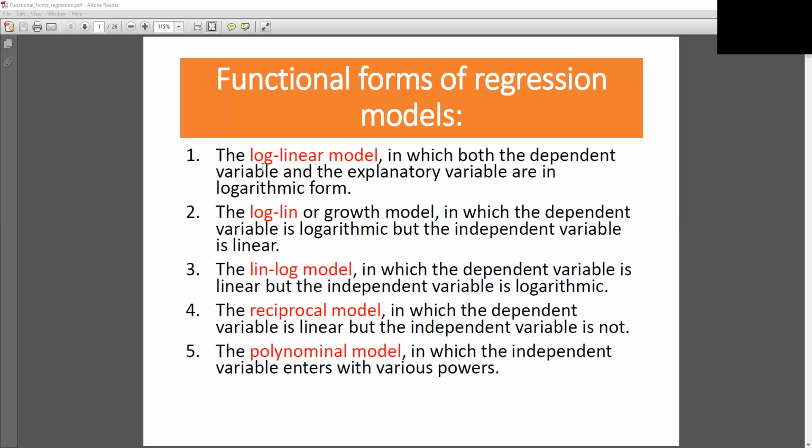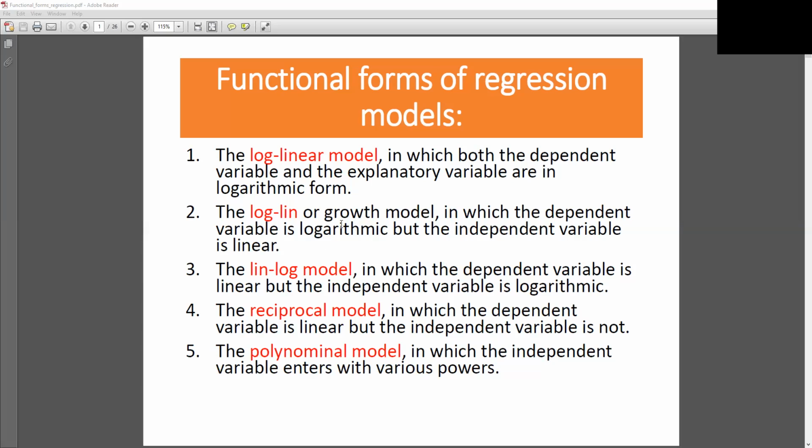Now you could see the log linear model is what? It is a model in which both the dependent variable, that is Y, and the explanatory variable X are in logarithmic form. So both are in log form. And in the log-LIN model, first we are taking the log of Y and then X, right? This is also called the growth model, in which only the dependent variable is logarithmic, but the independent variable is linear. So we are taking log of only the dependent variable and the independent variable is linear. So this is also called the growth model.